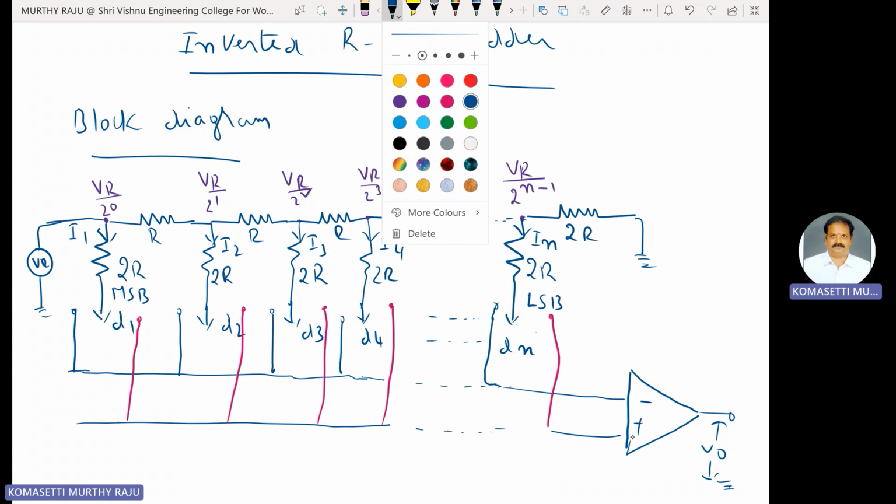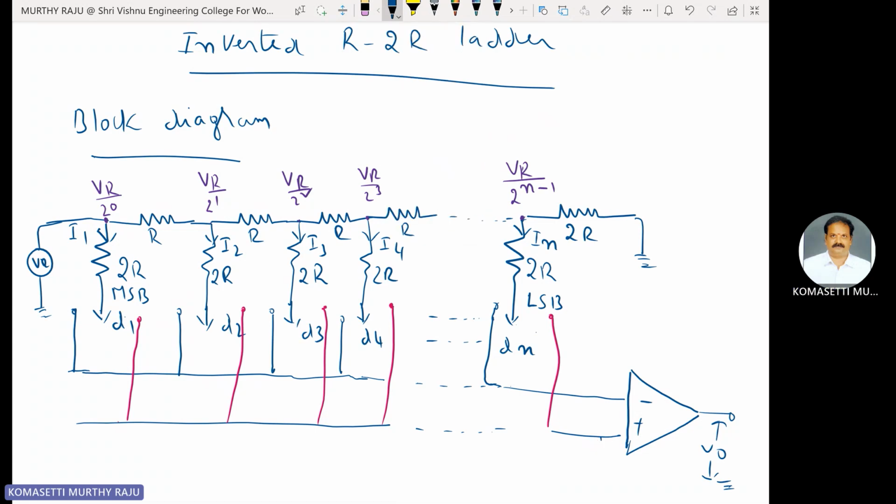The non-inverting terminal of the op amp is connected to ground. This is the virtual ground concept. Here 0 volts. The inverting terminal is also at 0 volts like that. This is the block diagram of inverted R-2R ladder network.